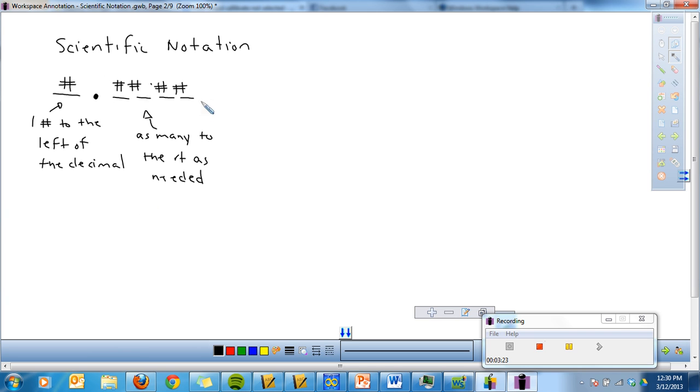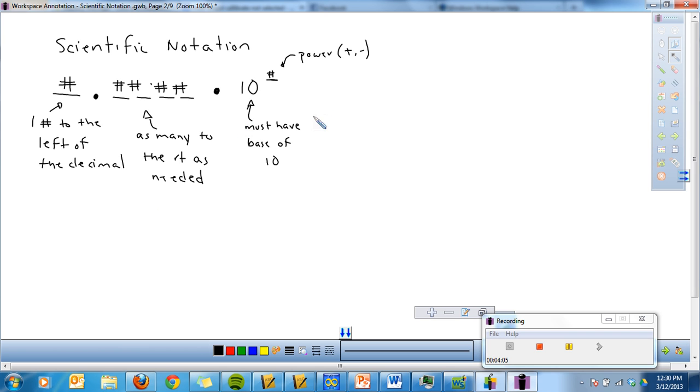Okay? Then, after we have a number, a decimal point, and then maybe a few other numbers, we're going to have times 10 to the, remember we have a base of 10, some power. So this is our base. You must have a base of 10. And then this right here, that's going to be the power. It could be a negative or a positive power. We don't know. It just depends on the example. But you must have one number to the left of the decimal, a multiplication sign, a base of 10, and then some sort of power. And this can be a number, negative or positive.